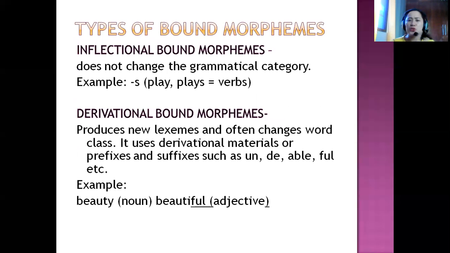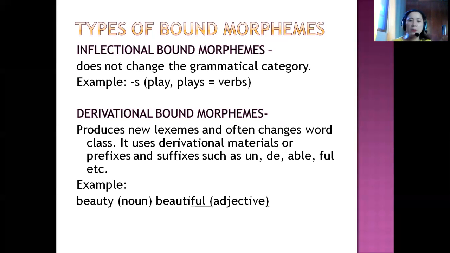There are also two types of bound morphemes. So if there are two types of morphemes, the free and the bound, there are also two types of the free morphemes, the lexical and the grammatical. So also for the bound, there are two types, so do not be confused. First is the inflectional bound morphemes, and second is the derivational bound morphemes. So what is the difference between the two?